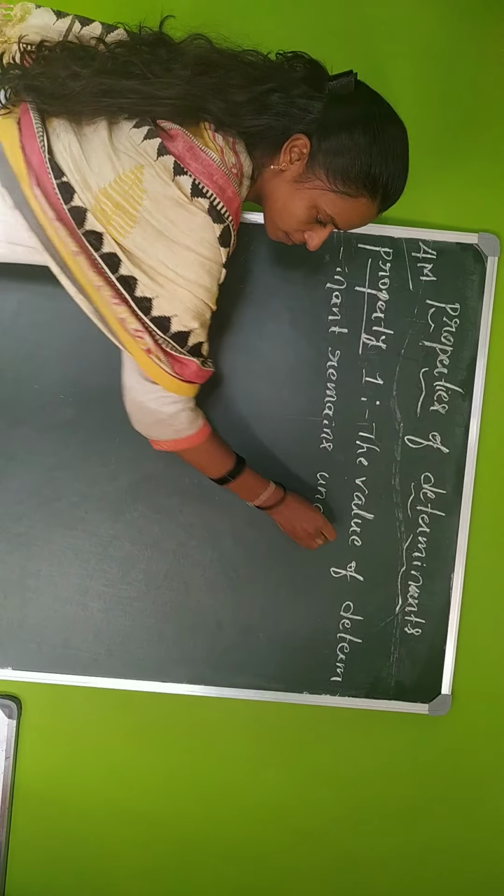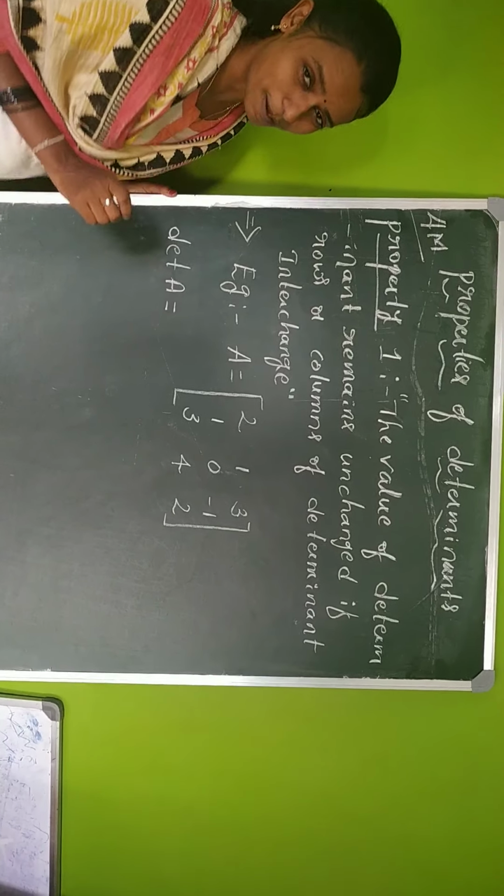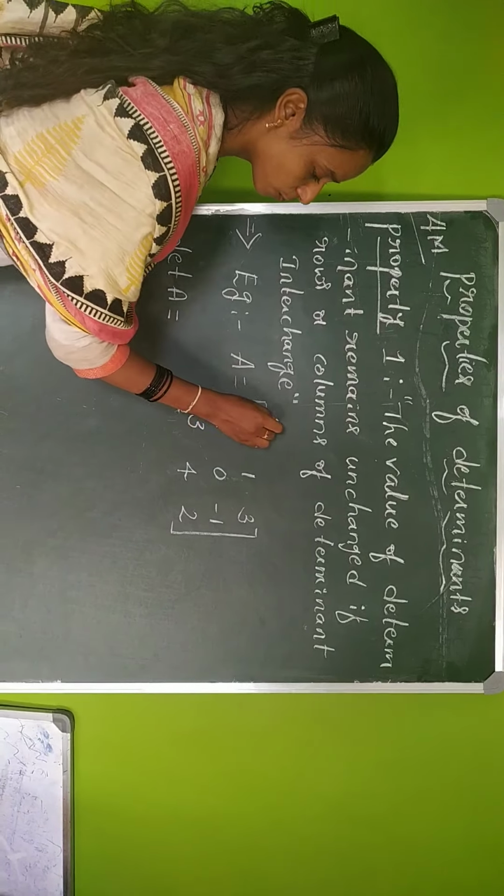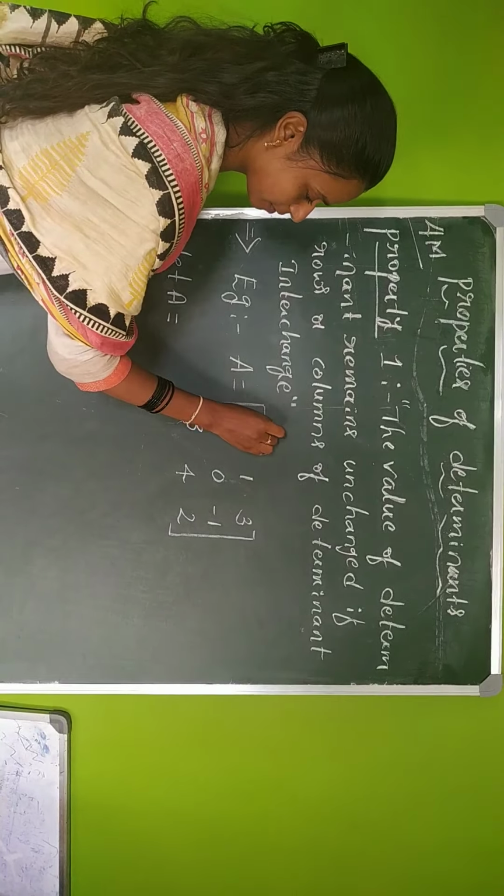Here I'll take an example. A square matrix A is, you can try any 3 cross 3 matrix and take your own example, 2, 1, 3, 1, 0, minus 1, 3, 4 and 2. So this is of order 3 cross 3. Now I am going to find the determinant of this. As we all know how to expand the determinant, in the first row the first element is positive, the second element is negative and the third element is positive.